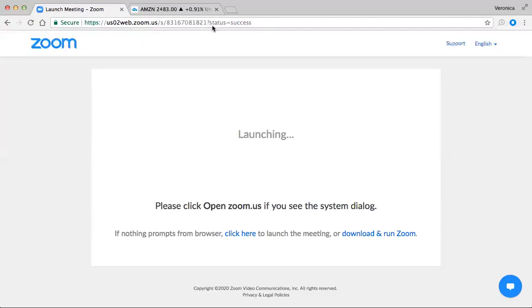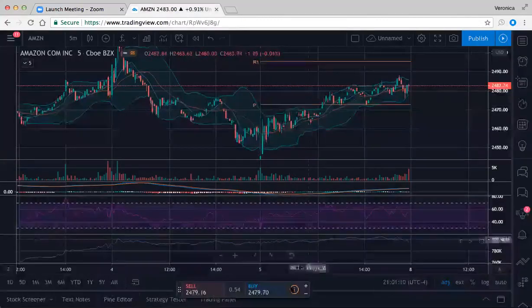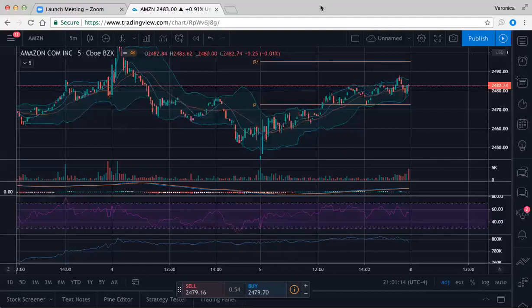Okay, so let me just first of all try to access this website. Yes. Can everyone see TradingView? What about now? You can see it? Okay.